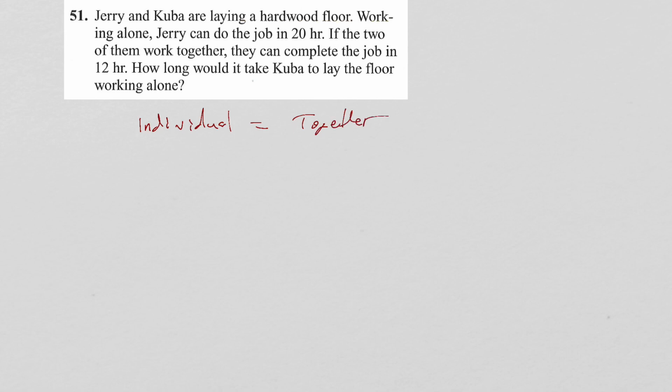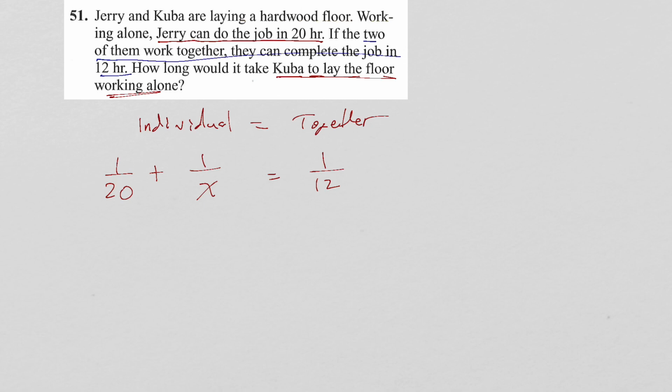Okay, Jerry can do the job in 20 hours. So his work rate is 1 over 20. The two of them together can complete it in 12 hours. Well, that's a together thing, so that's going to be 1 over 12 for the work rate there. The question is, how long could Kuba, who's an individual, do it working alone? So x is Kuba's time, the time Kuba can complete the job.